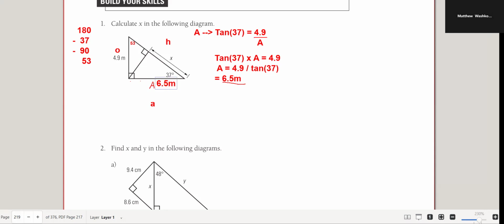So now I have two sides of a triangle, and now I can find the entirety of the third side, which I'm going to call B. B is all of this, okay? So now for B, I'm trying to find the hypotenuse. That's my C squared, which means the other ones are A and B. 4.9 plus 6.5 is equal to C squared.